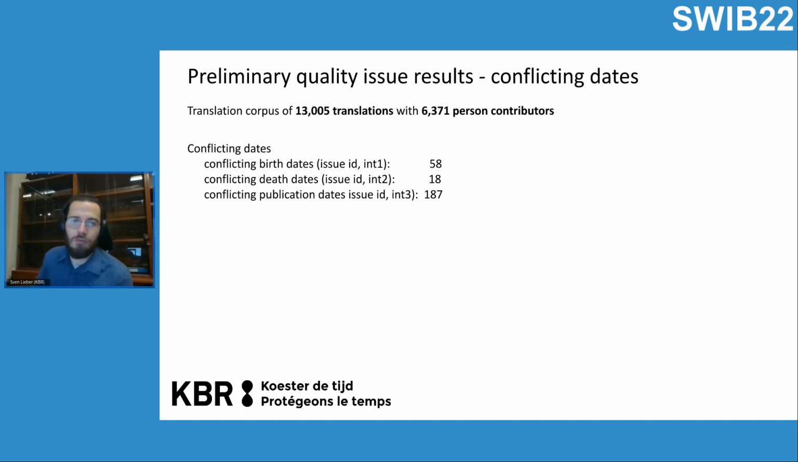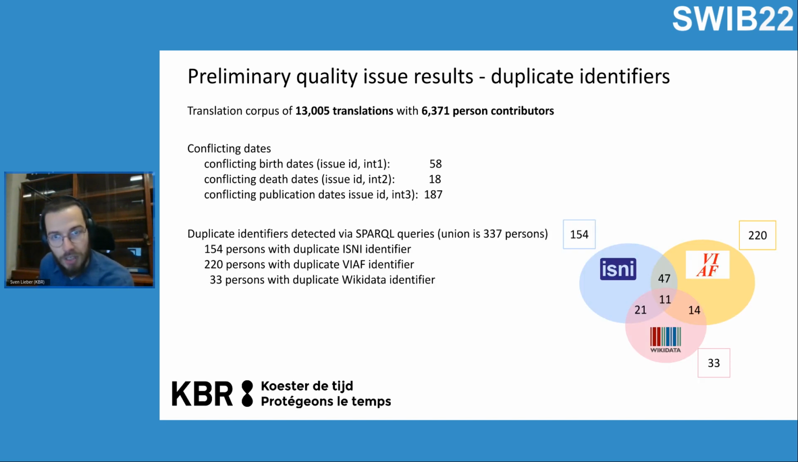And to provide some preliminary quality results from the ongoing work we are doing: in our corpus, we have roughly 13,000 translations and 6,300 person contributors. There are around 20 people with conflicting birth or death dates. There are 87 books with conflicting publication years. But we have also seen, for the quality issue of duplicate identifiers, that there are several hundred with different duplicate identifiers. And of course, because of our integration, one duplicate identifier might lead to more things getting mixed up, so it becomes a bit more complex. So there is also some overlapping here.